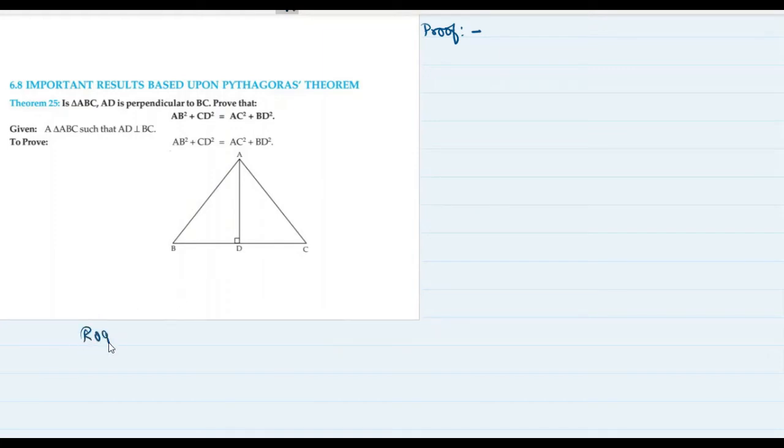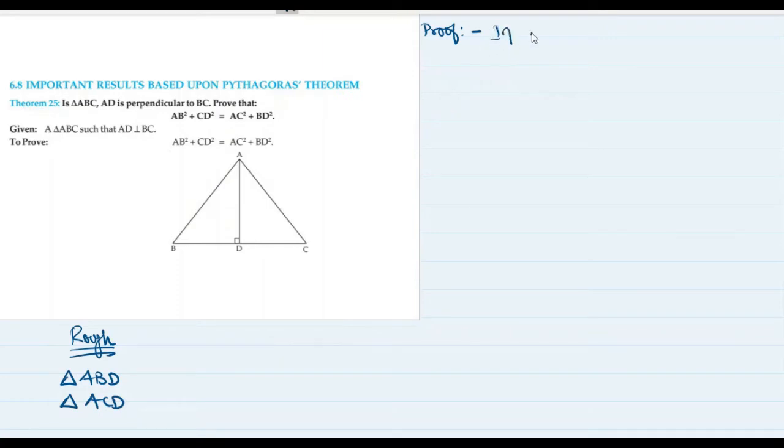So in the rough space, please note down the names of the triangles which are right angle triangles. Triangle ABD and triangle ACD. ABD and ACD. These two are the right angle triangles which we can see. Okay. Now, I want you to apply Pythagoras theorem in both these triangles.